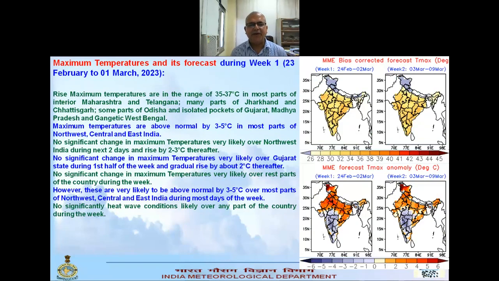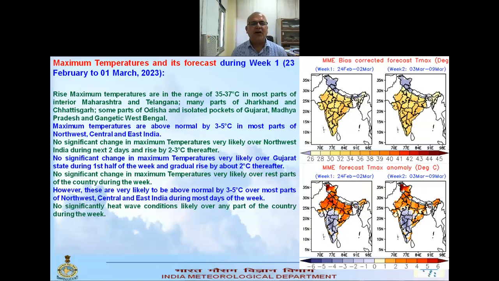So this is the temperature scenario. Maximum temperatures are in the range of 35 to 37 degrees in most parts of interior Maharashtra, Telangana, and parts of Jharkhand, Chhattisgarh, some parts of Odisha, and isolated parts over Gujarat, Madhya Pradesh, and GWB. In the remaining parts, the temperatures are less than 35 degrees Celsius. If you see the departure from normal, the temperatures are above normal by 3 to 5 degrees in most parts of northwest, central, and east India. In Gujarat and Maharashtra, the temperatures are 2 to 3 degrees above normal.